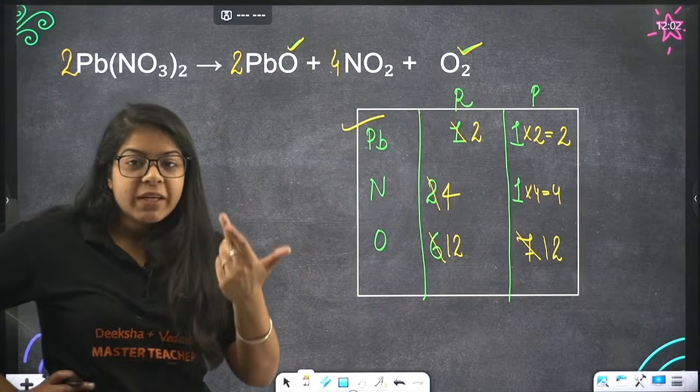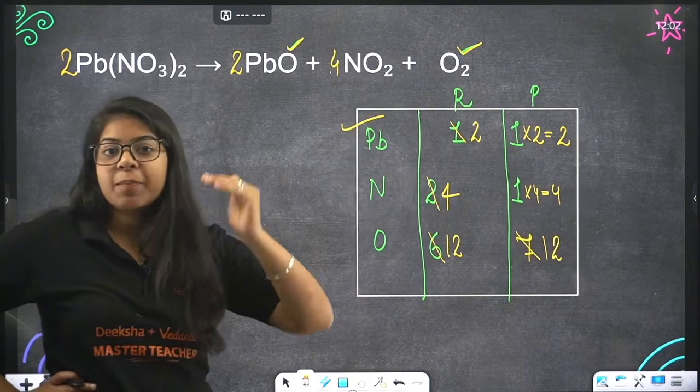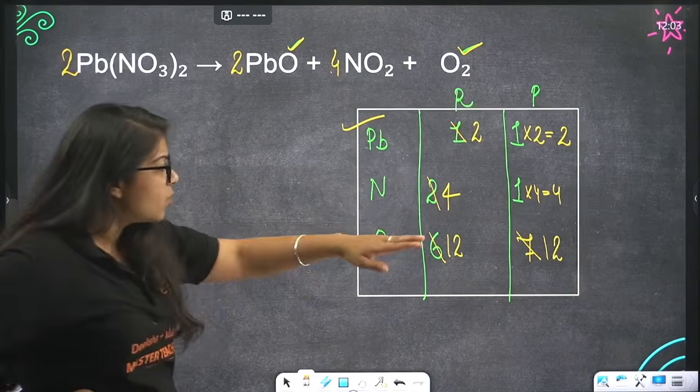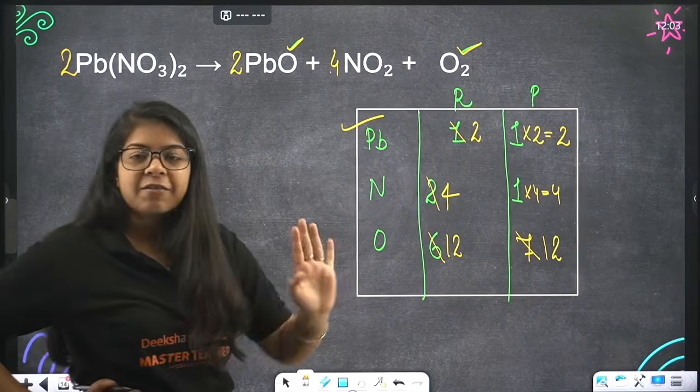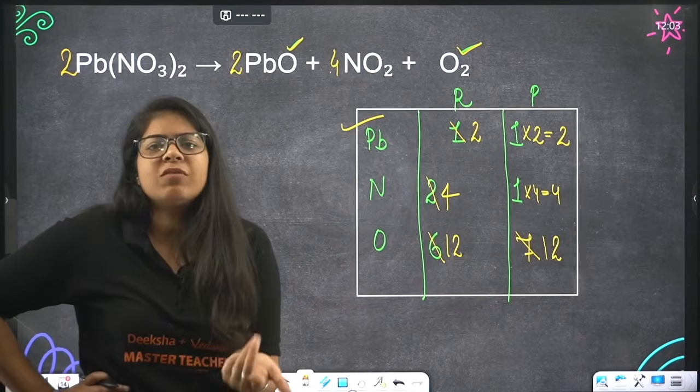Did you see how we did it? There was a very big mistake. Not mistake, there was a very big hurdle. We had to cross here, 6 and 7. How will we balance this?